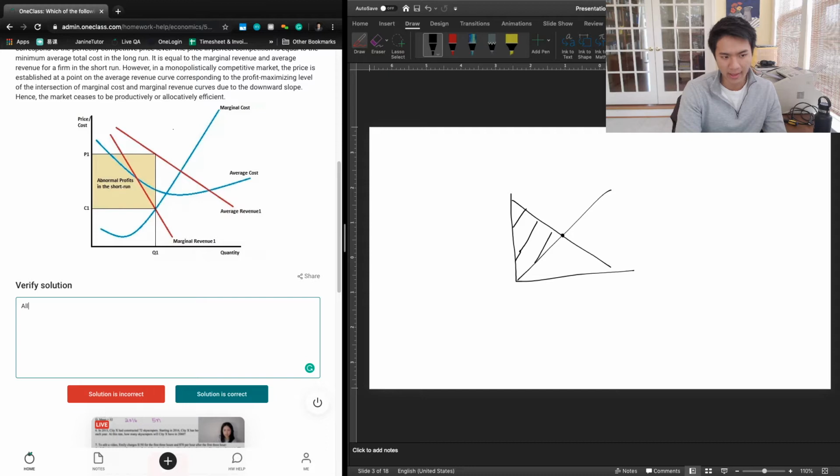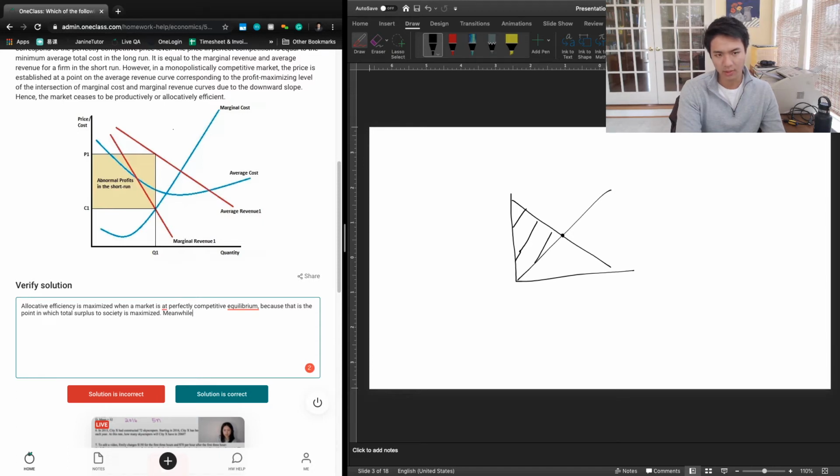So allocative efficiency is maximized when a market is at perfectly competitive equilibrium, because that is the point in which total surplus to society is maximized.